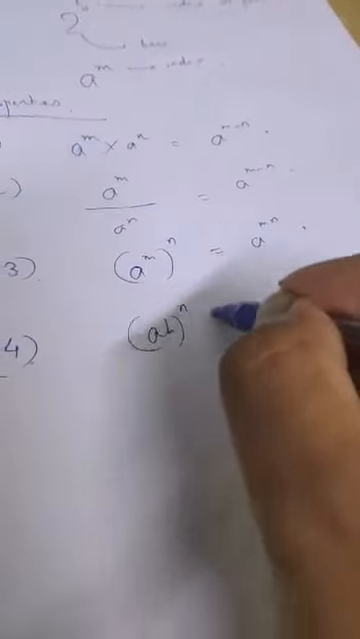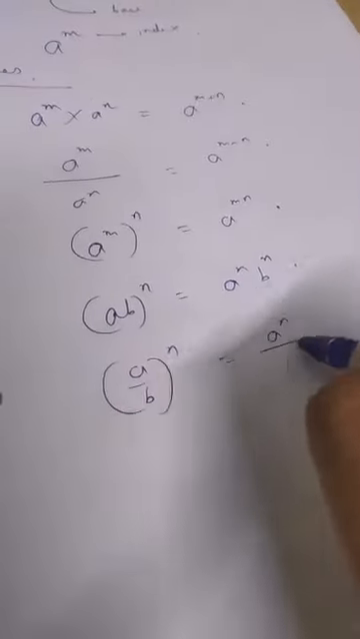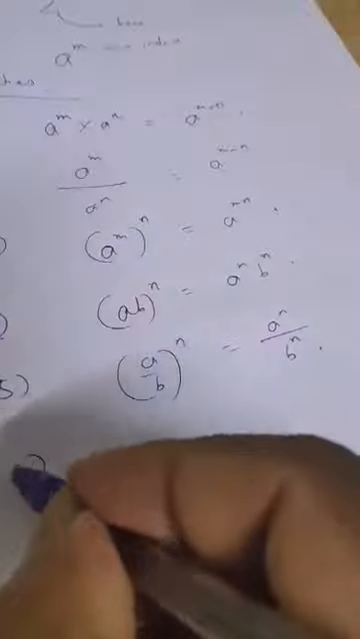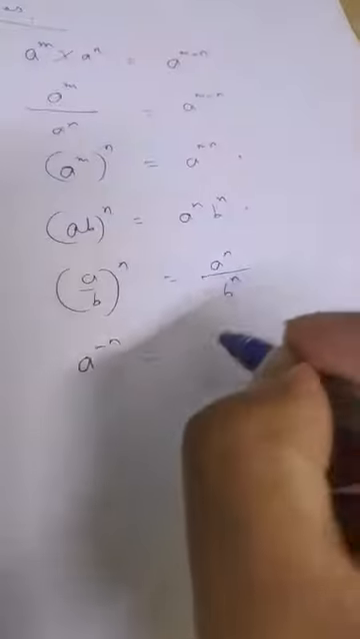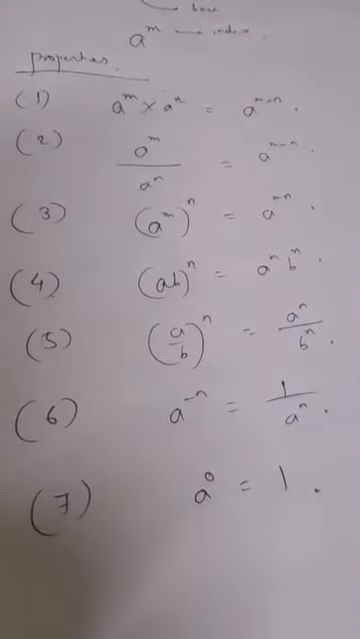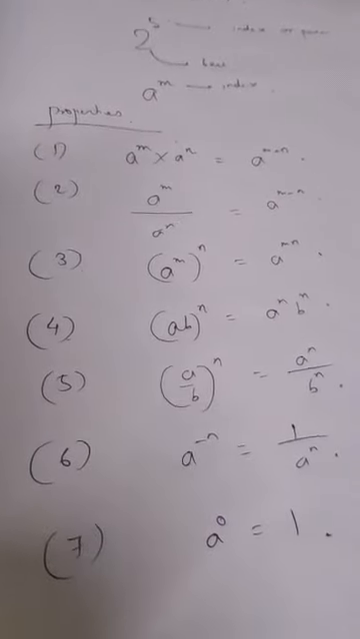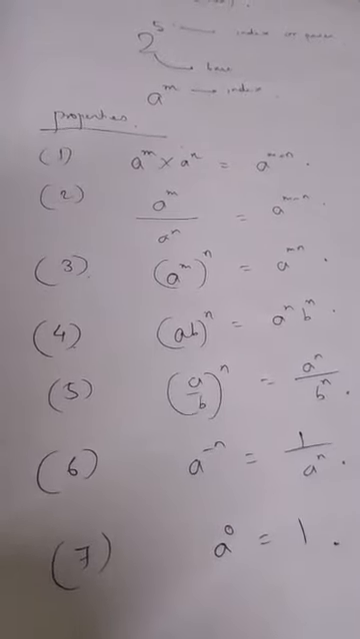A b whole thing to the power n is a to the power n into b to the power n. A by b whole thing to the power n is a to the power n by b to the power n. A to the power minus n equals 1 by a to the power n. A to the power 0 equals 1. So these are some properties of indices. We call them laws of indices.